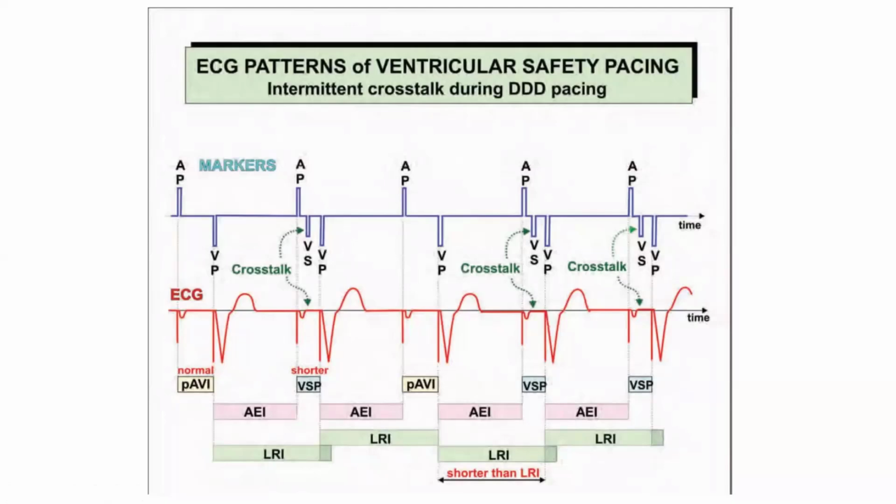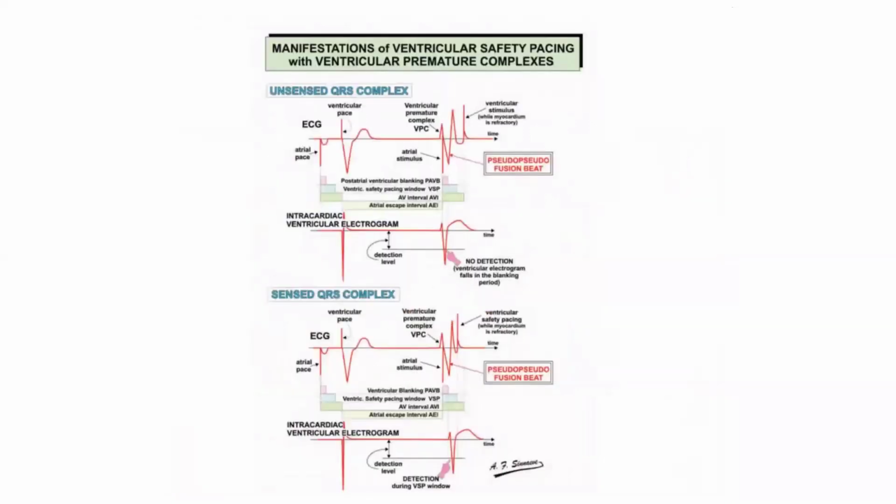So you must have atrial pacing for the ventricular safety pacing to work. And then after a very short time, 110 milliseconds in most cases, you find another spike. This is ventricular safety pacing.